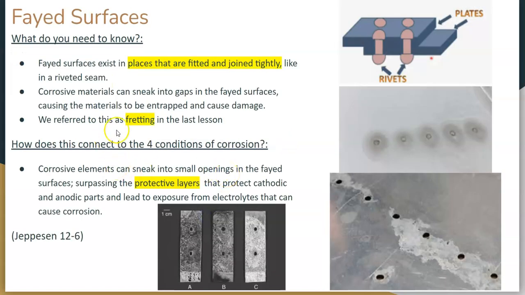Faying surfaces. So we talked about fretting in the previous lesson, and the idea is that you have tight-fitting surfaces like plates and rivets, for example, but there's still the possibility that material can get in the microscopic gaps at a riveted seam or at any other tightly fitted surface, and if corrosive materials sneak in, they can be entrapped and cause damage on these faying surfaces. So again, while you're cleaning, if you use anything that's caustic, you've got to make sure you cover up the rivets so that you don't have any corrosion of faying surfaces.